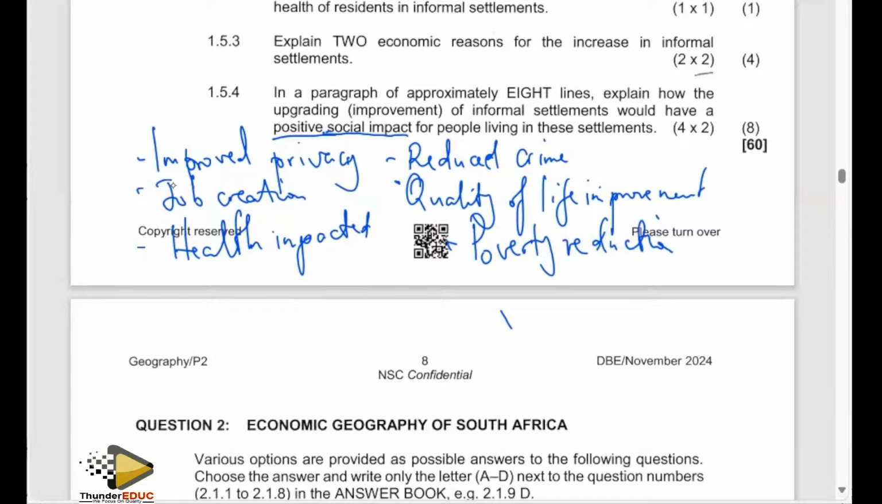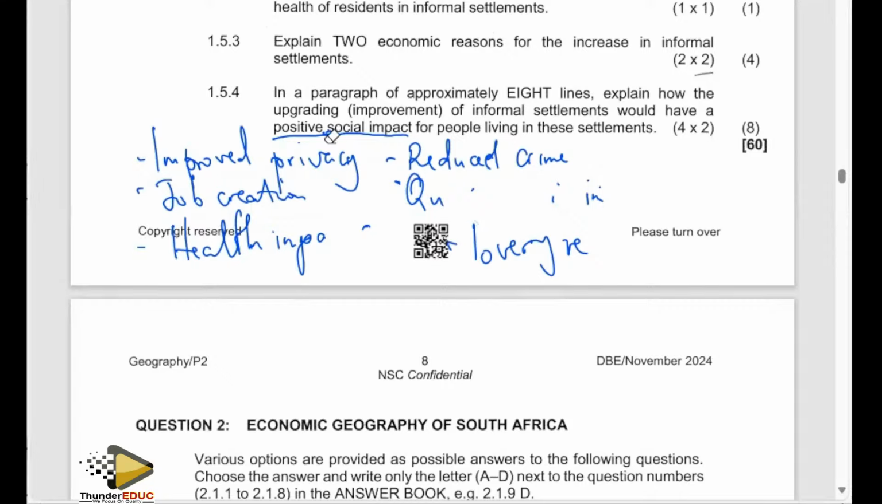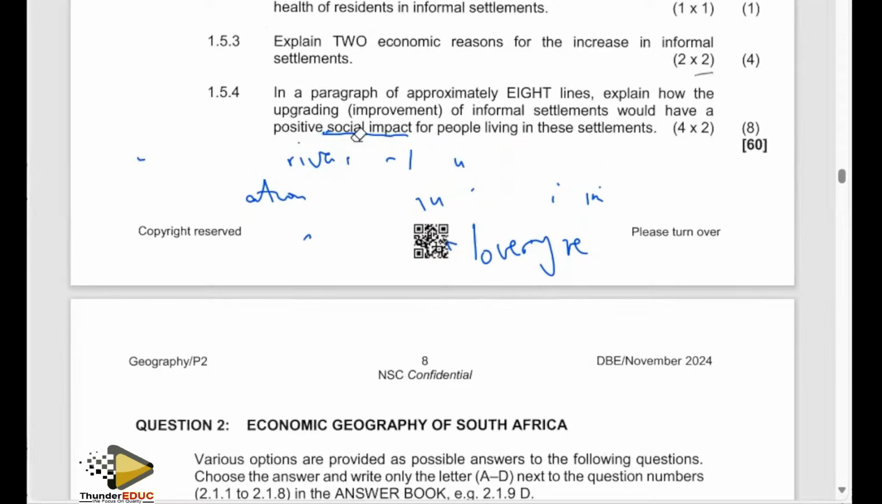Right. So these are some of the responses that you can highlight or discuss. That marks the end of question number 1 with 60 marks, which is rural and urban settlements. The next thing is to go to question number 2. Question number 2 is solely based on the economic geography of South Africa. The first question is basically a multiple choice question.